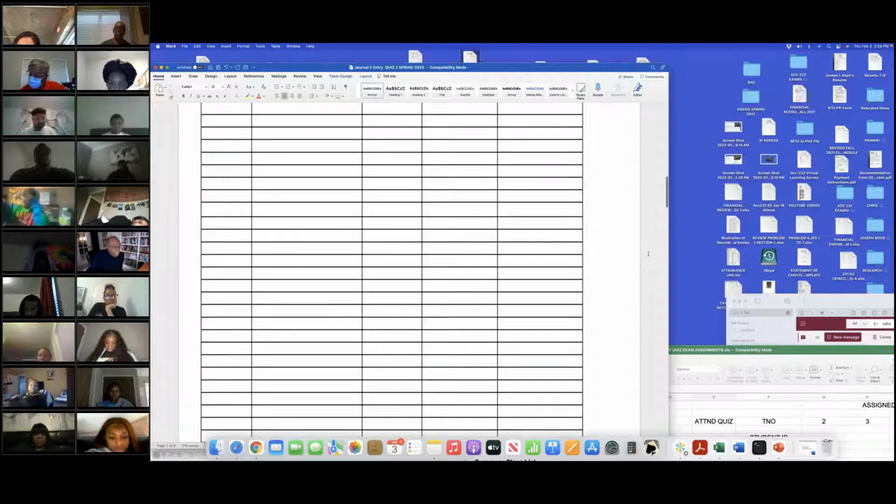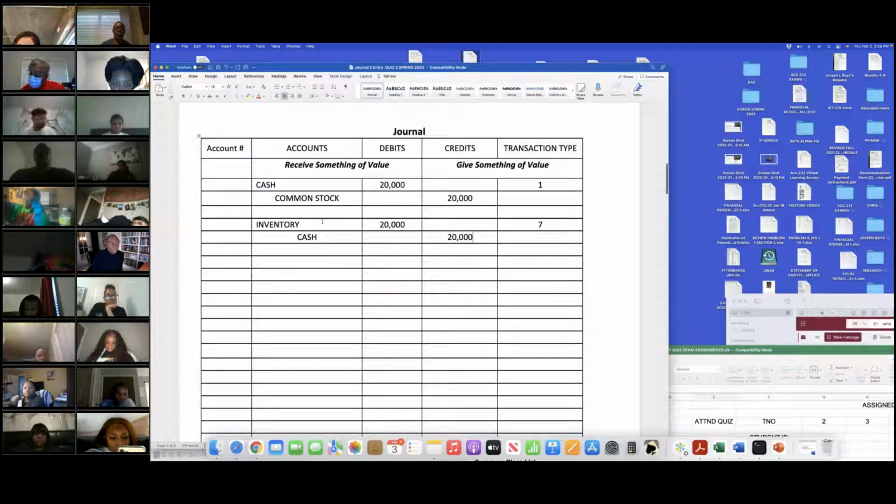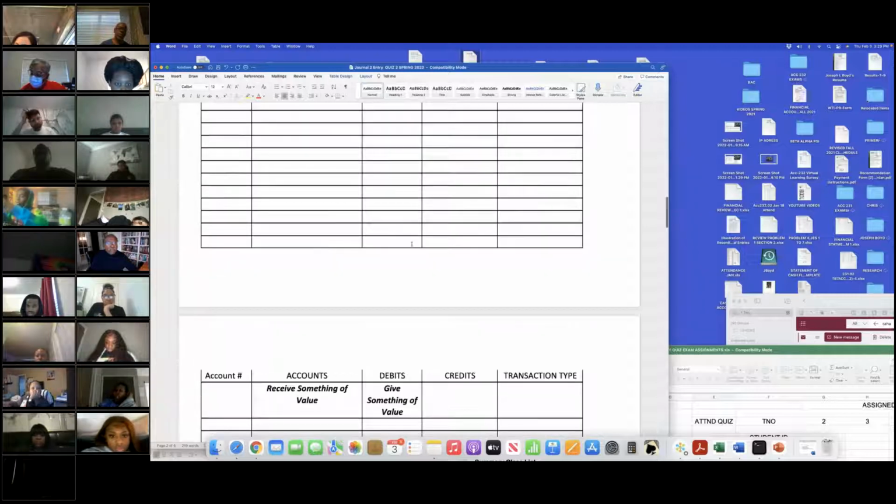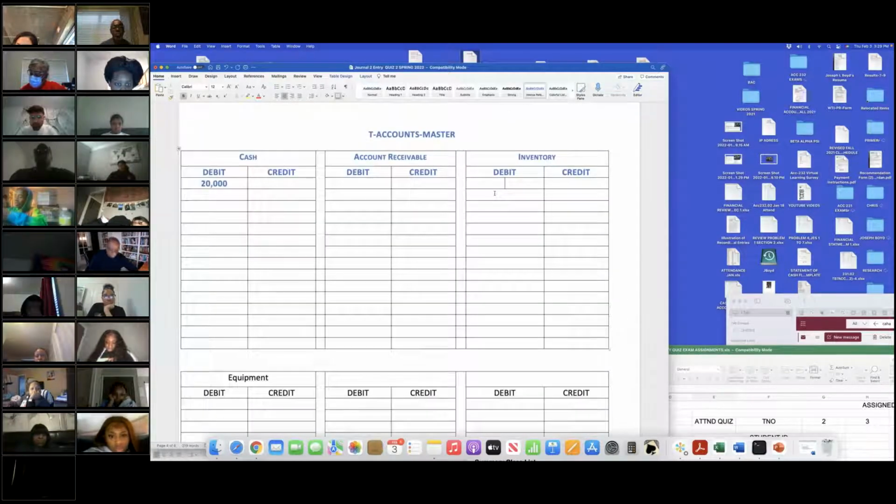If it's a debit in the T account, it's going to be a debit when you post. I mean, if it's a debit in the journal entry, it's going on the debit side of the T account. If it's on the credit, it's going on the credit side. So we're going to go to this account and we're going to debit inventory for 20,000, and we're going to credit cash for 20,000.